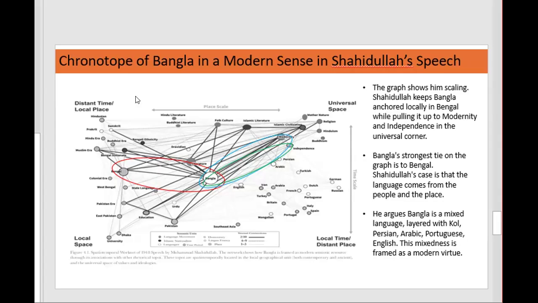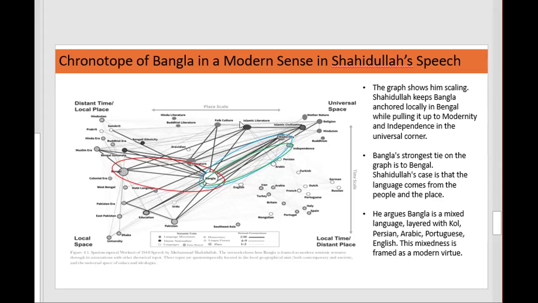And once I had this network graph, I was able to place it in terms of local space, distant space, universal space, local time, distant time. So this is a chronotope. This is, within a given speech, a chronotopic representation. When Bangla is being talked about, it co-occurs with Bengal, with independence, with modernity. And that is a chronotopic representation.